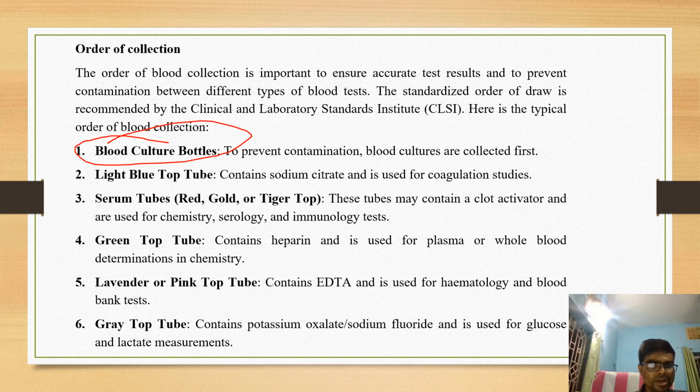Now come to the third one, that is the serum tube. Serum tube means red, gold, or tiger top. These tubes may contain a clot activator and are used for chemistry tests, serological tests, and immunological tests.